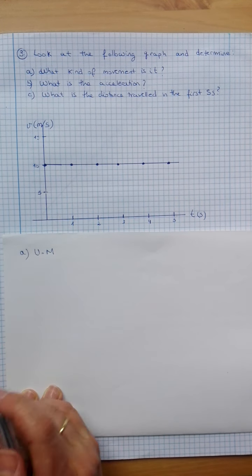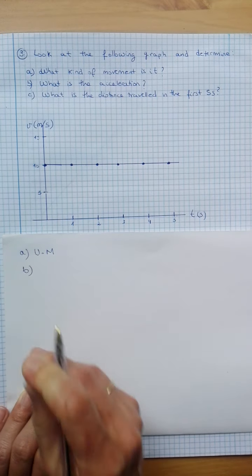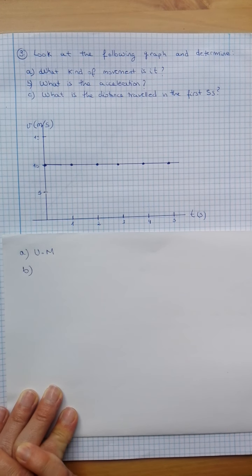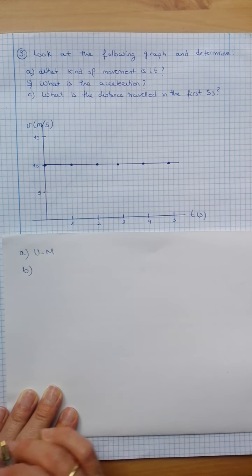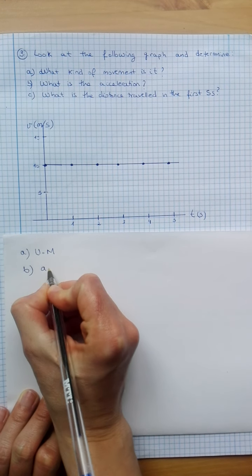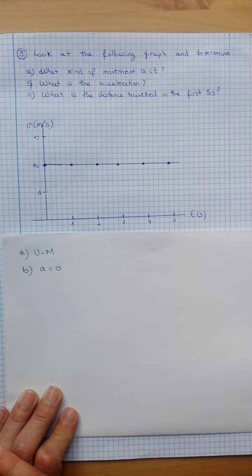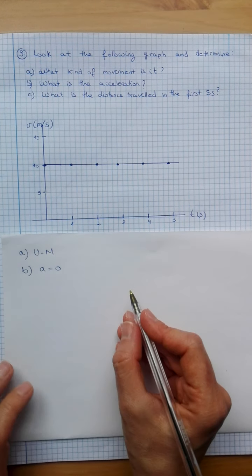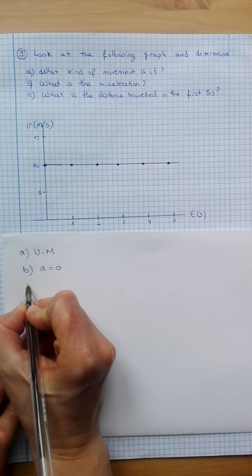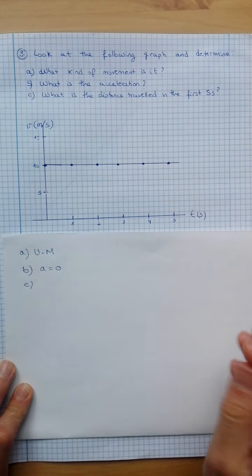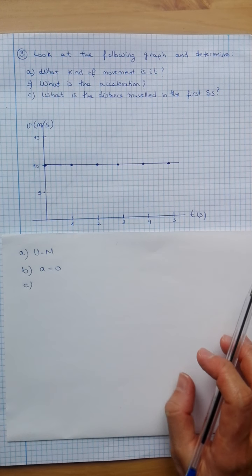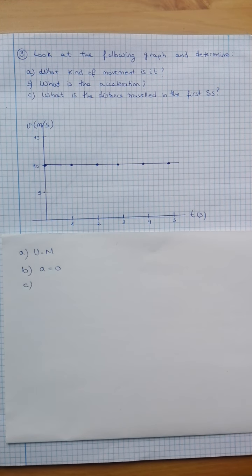Then, they ask us what the acceleration is. You don't need to calculate anything in this case. If you know that it is a uniform motion, the speed doesn't change, that means that there is no acceleration. The acceleration is 0. Third question, what is the distance traveled? Okay, in this case, you need to make some calculation, okay?